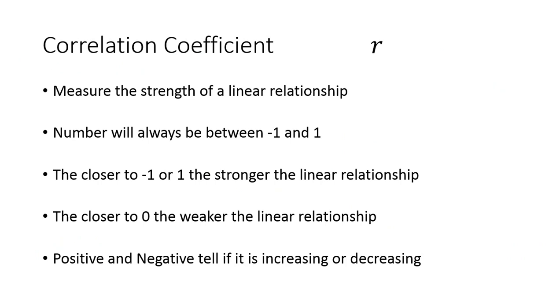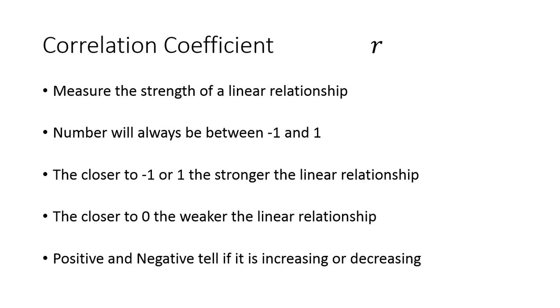All right, so the correlation coefficient, which is denoted as the letter R, measures the strength of a linear relationship. That number is always going to be between -1 and 1. The closer it is to -1 or 1, the better that graph fits. If the number is 1, that means it's a perfect fit. If the number is -1, it means it's a perfect fit. If it's at 0, that means it's a weak fit. It probably isn't right. It doesn't really work.